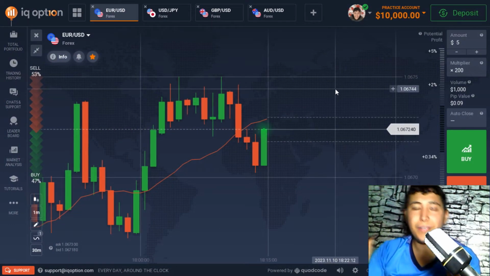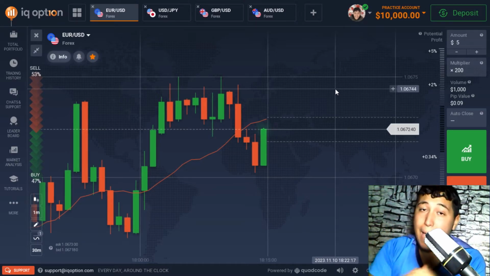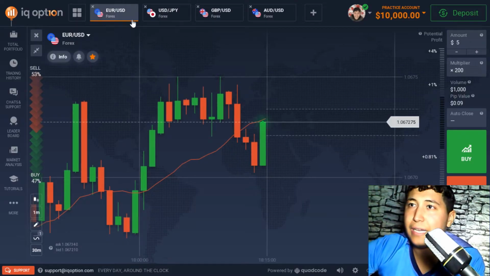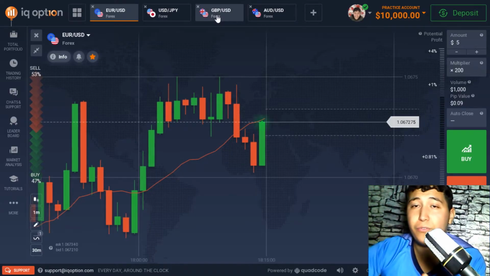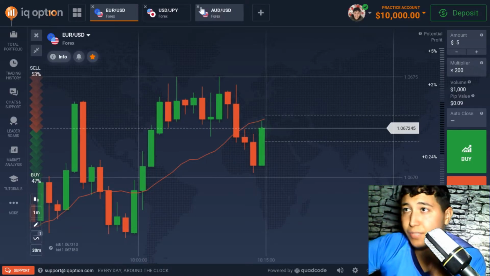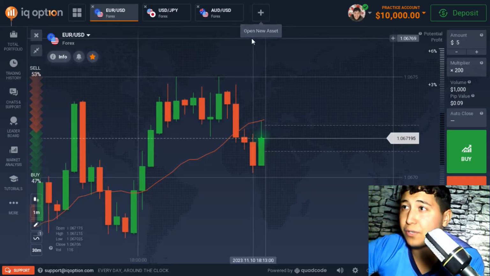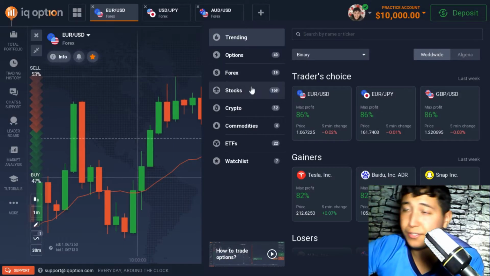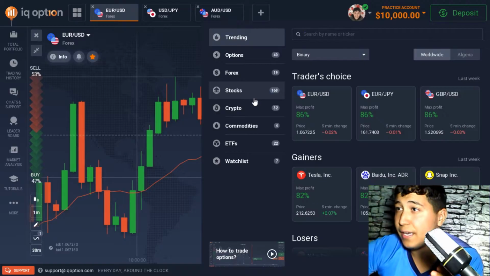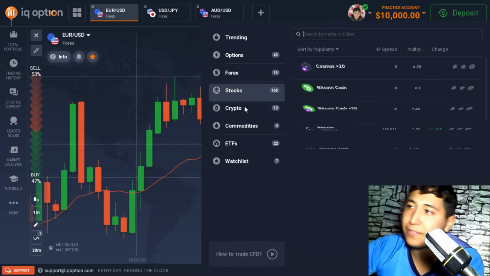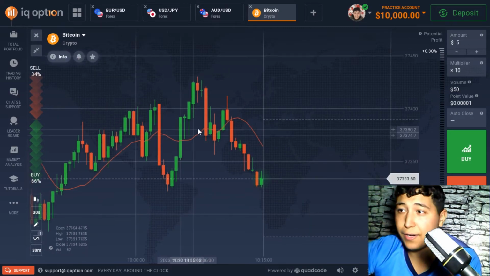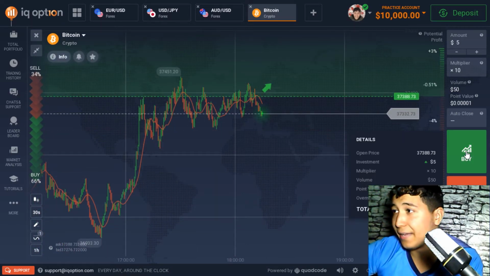And we're back. We just opened the app, and as you can see, this is pretty much how the app looks. You've got the pairs right here: Euro USD, USD JPY. If you want to add more methods to trade on this platform, you just click on this plus button right here and then choose which one you want. For example, forex, stocks, crypto, commodities, and more. Let's just add some crypto right here. Let's add Bitcoin, and then you can trade on Bitcoin, and you've got the buy and sell. This is pretty much it.